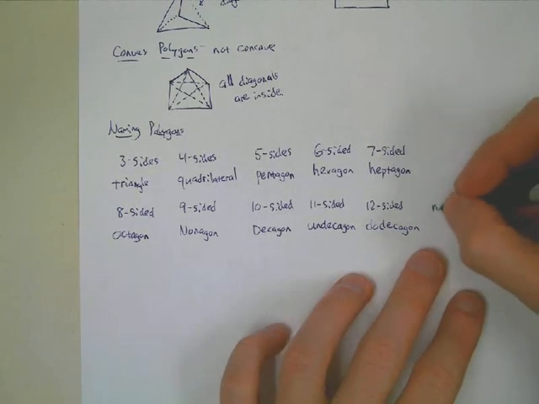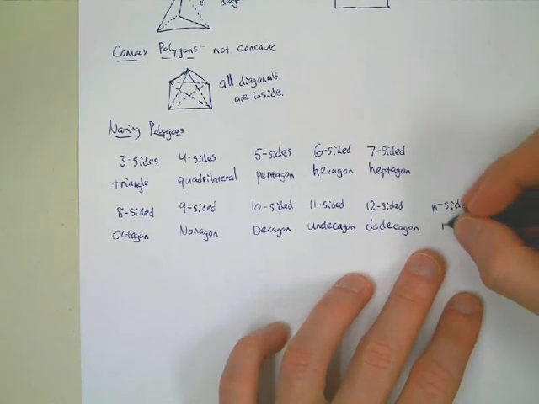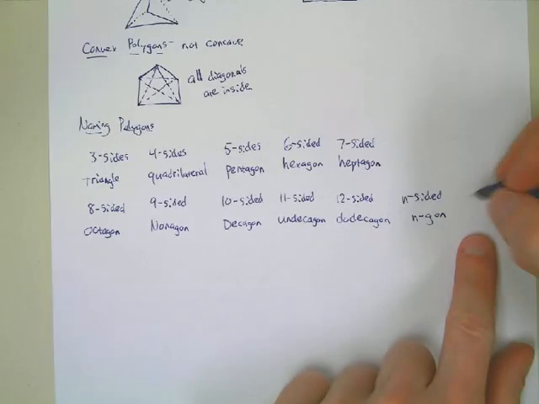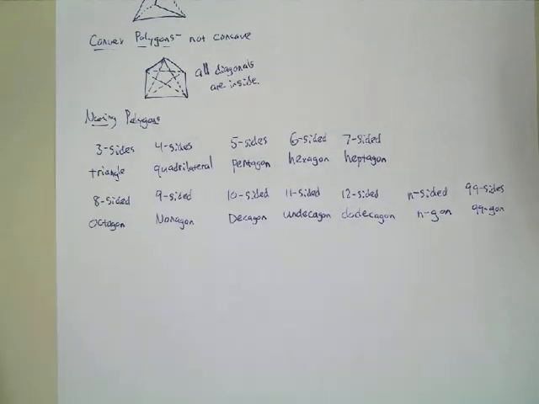So for n number of sides, we just call it the n-gon. So for example, if we want to say the 99-sided shape, we just call it the 99-gon. And that's it. No special name for that. I mean, there might be a special name somewhere. I don't know. But that's as far as we get.